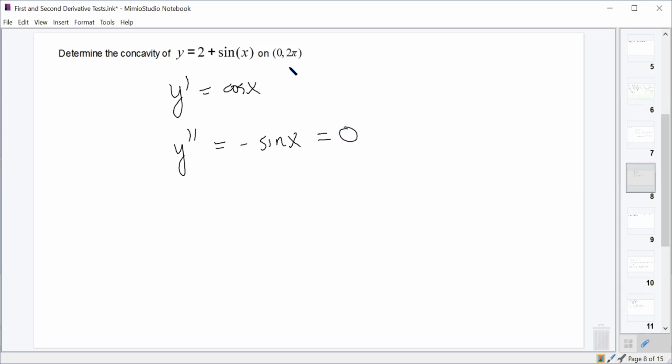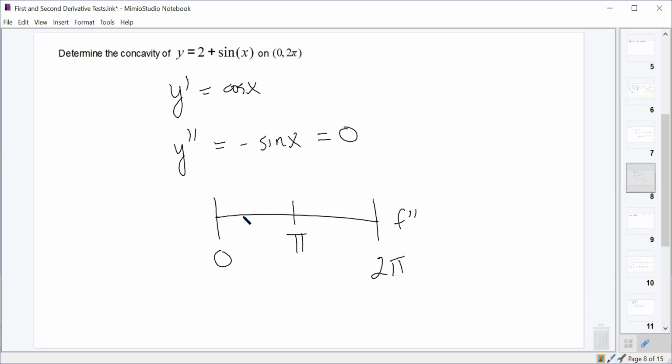So on the interval from 0 to 2 pi, we're going to put our endpoints of our interval, even though they're not closed endpoints, just to make sure we don't test outside of that. And when between 0 and 2 pi does sine x or negative sine x equal 0? Zero and pi. Right. We've already got 0 and 2 pi, so we'll put on the pi. So now this is a sign chart with our second derivative.